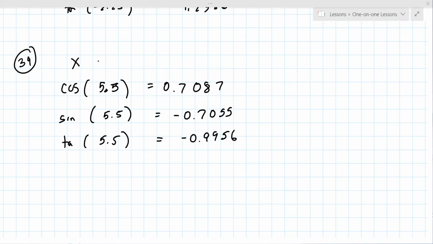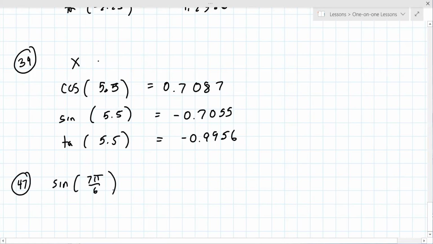Let's get to the chat. All right, there it is. It's on the third page. There's a unit circle there. You definitely want to print this out and have it with you for the rest of this class. It'll really help. So the sine of 7 pi over 6, which I think is what 47 is asking for. It's asking for the y value at that position.